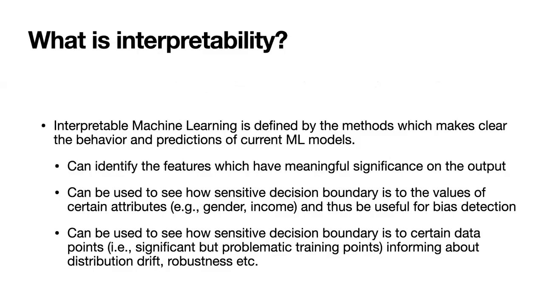And this brings us to what exactly interpretability is, and we've kind of skirted around the issue through this presentation. But the idea here is that you are able to identify features that have a meaningful significance on the output. You want to understand how the decision boundary works. You want to catch problematic aspects, figure out if the decision boundary is overly relying on certain data points. So for all of these reasons, understanding the decision boundary becomes an important aspect.